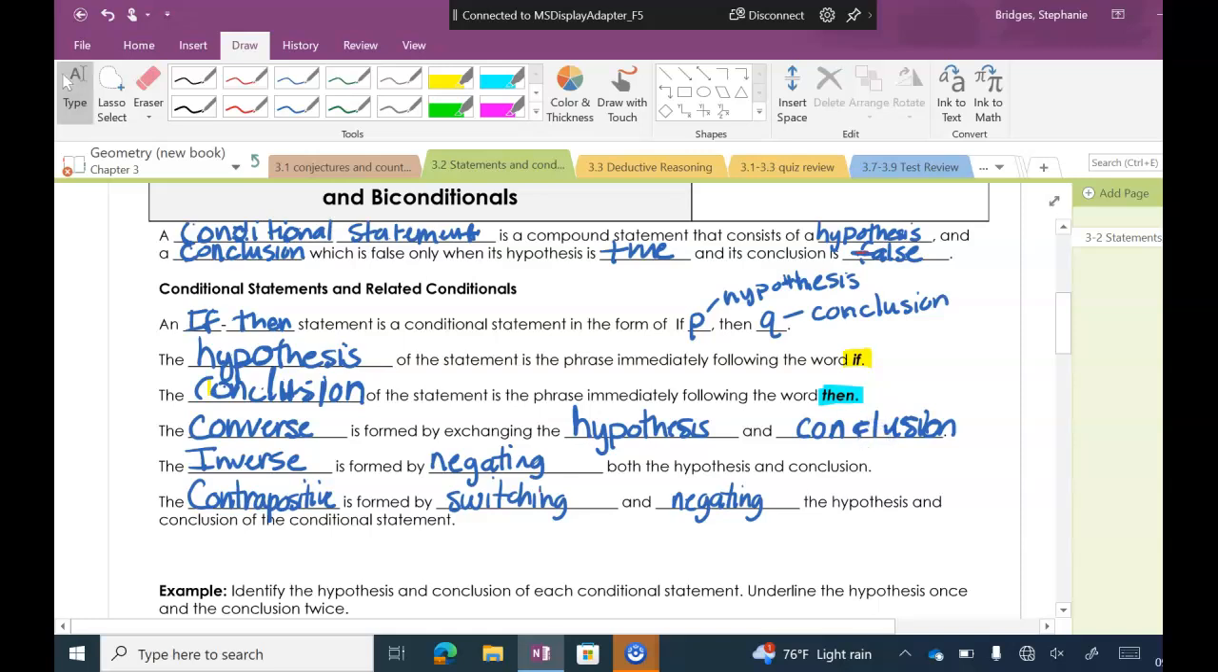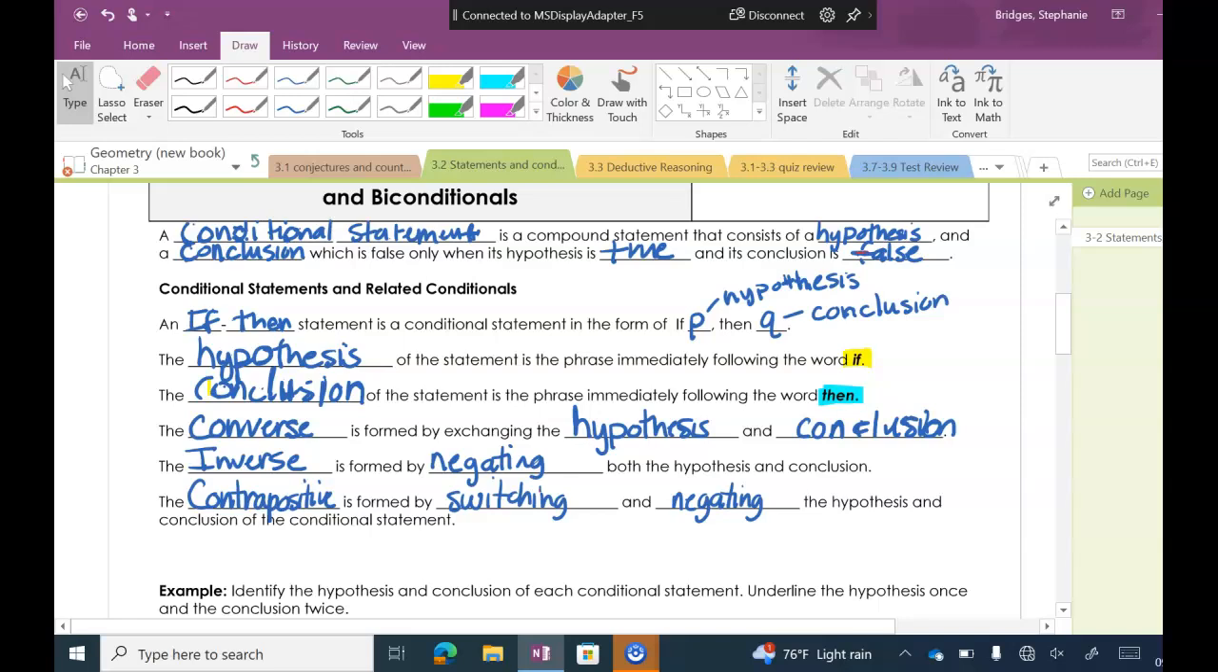Okay, so you have your conditional statement. That's the original one that's going to be given to you. And that is going to be in the form of if P, then Q. Remember, P is my hypothesis, Q is my conclusion. Then we are going to write the converse, which is basically just going to take the P and the Q and switch them. So it will say if Q, then P. So you just switch them out, right?